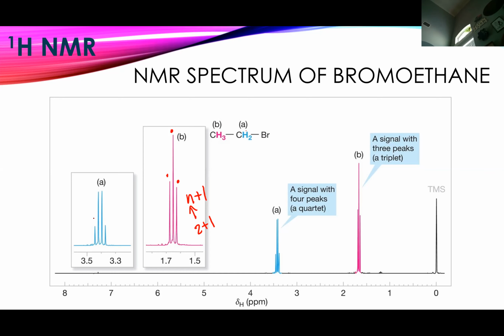Because if this were related to the number of hydrogens on that carbon, this wouldn't make sense. But there are 4 peaks here, and that comes from N plus 1. The neighboring carbon has 3 hydrogens. 3 plus 1 is 4. So you end up with 4 peaks. And these are referenced with kind of cutesy names of triplet and quartet.